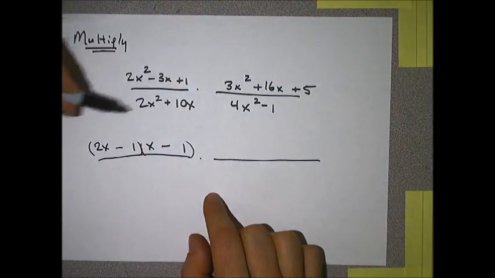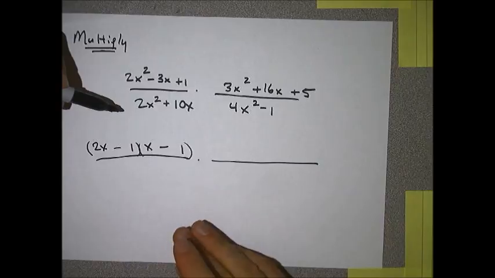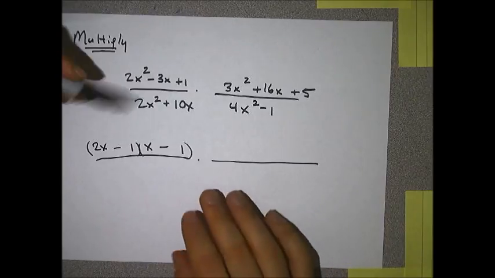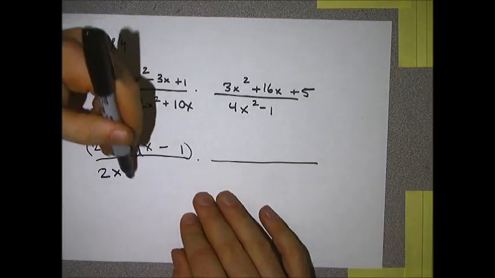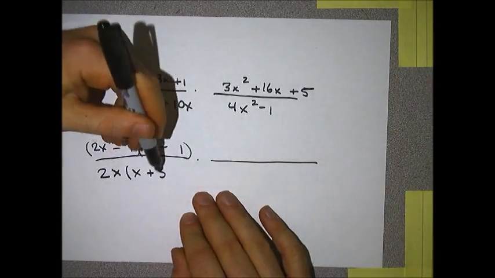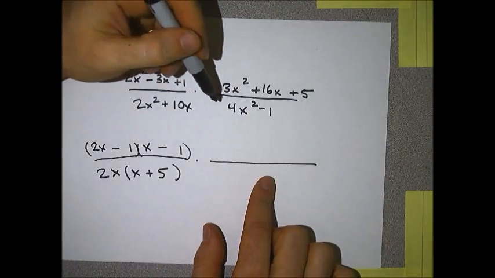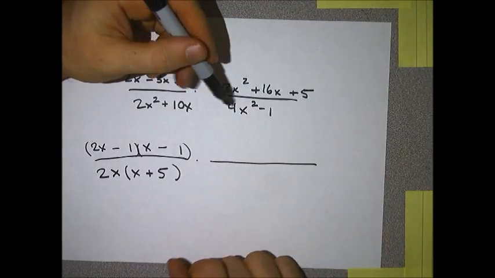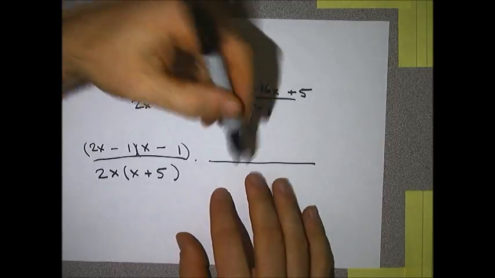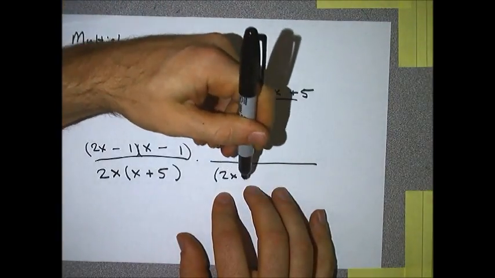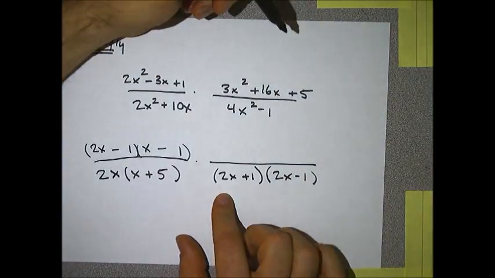Bottom left corner, I see two terms. I recognize it's not the difference of squares, so I take out what they have in common. Divisible by 2, I can take out an x. And that leaves me x plus 5. Bottom right corner, two terms, but this one is the difference of squares. 4x squared is a square, 1's a square. We're subtracting, so this is 2x plus 1 and 2x minus 1.